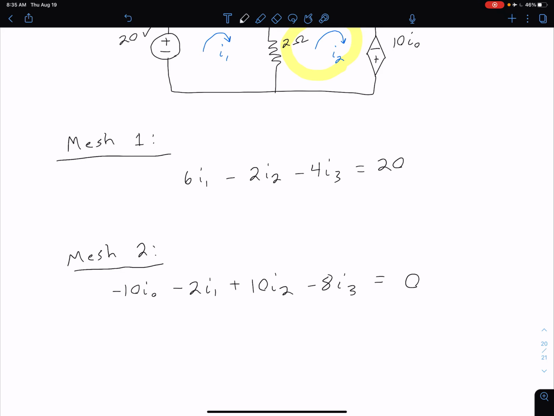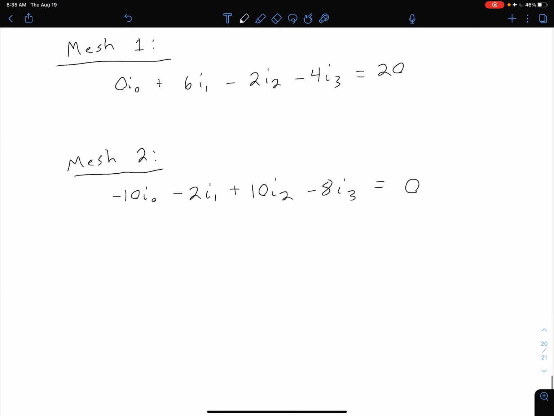So I'm going to come back and adjust my mesh 1 equation just a little bit, and the reason is I want to have an I naught term here as well. Of course, we didn't have an I naught, so I can just write I naught times 0 plus these other things. I want to have that there so that when we go to plug this into our matrices, we can do that directly, and we don't have to be adding things in our head or saying, oh, I know I have a 0 I naught. We can just explicitly look at these equations and see that.